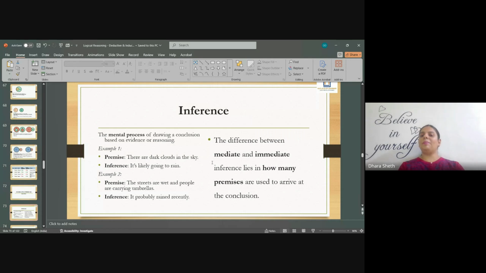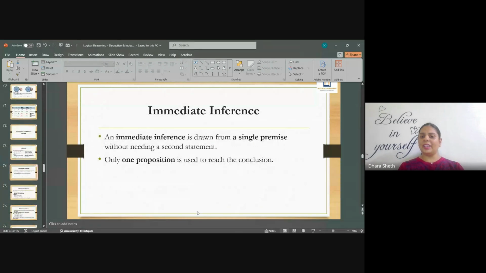Now, the difference between mediate and immediate inference is how many premises are used to arrive at the conclusion. When only one premise is used, it is immediate inference, immediately. That's how I remember it: immediate means it happened instantly, in just one premise. Mediate requires two or more premises. But in categorical syllogisms, we have only two premises. An immediate inference is drawn from a single premise without needing a second statement. Only one proposition is used to reach the conclusion.